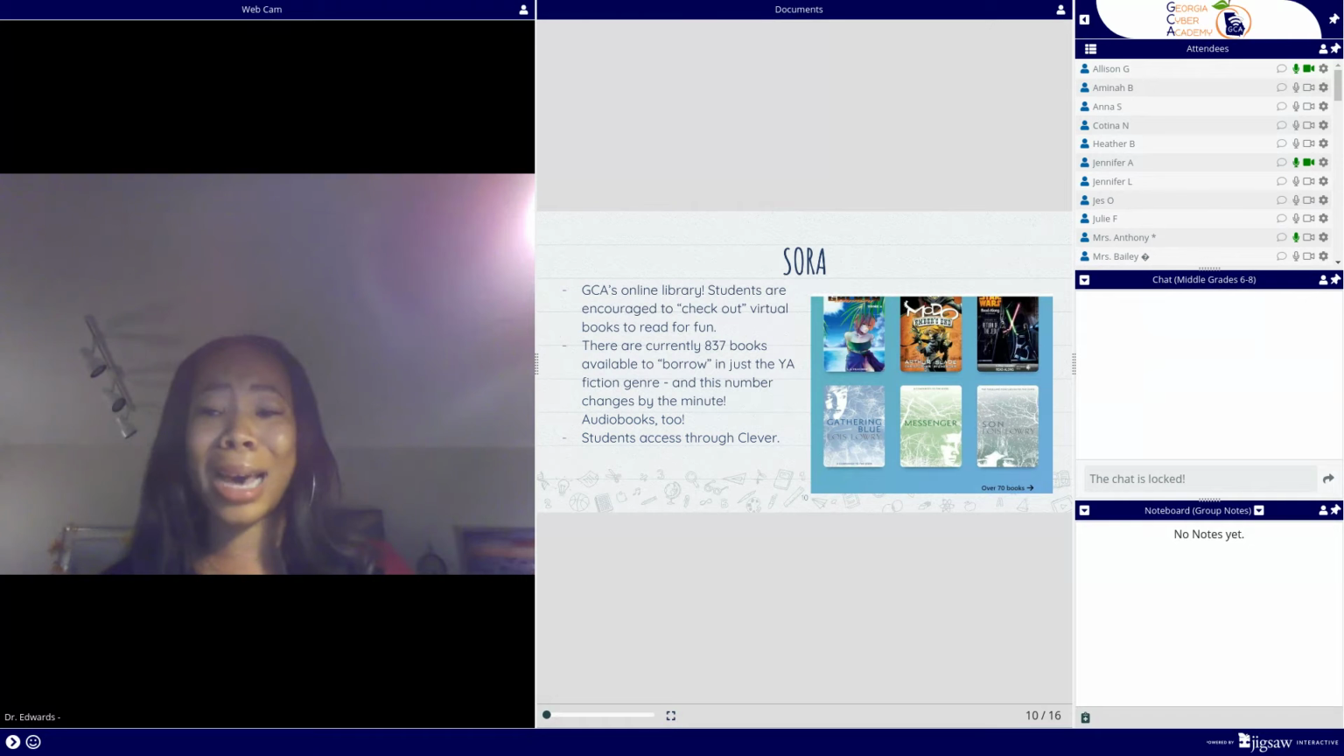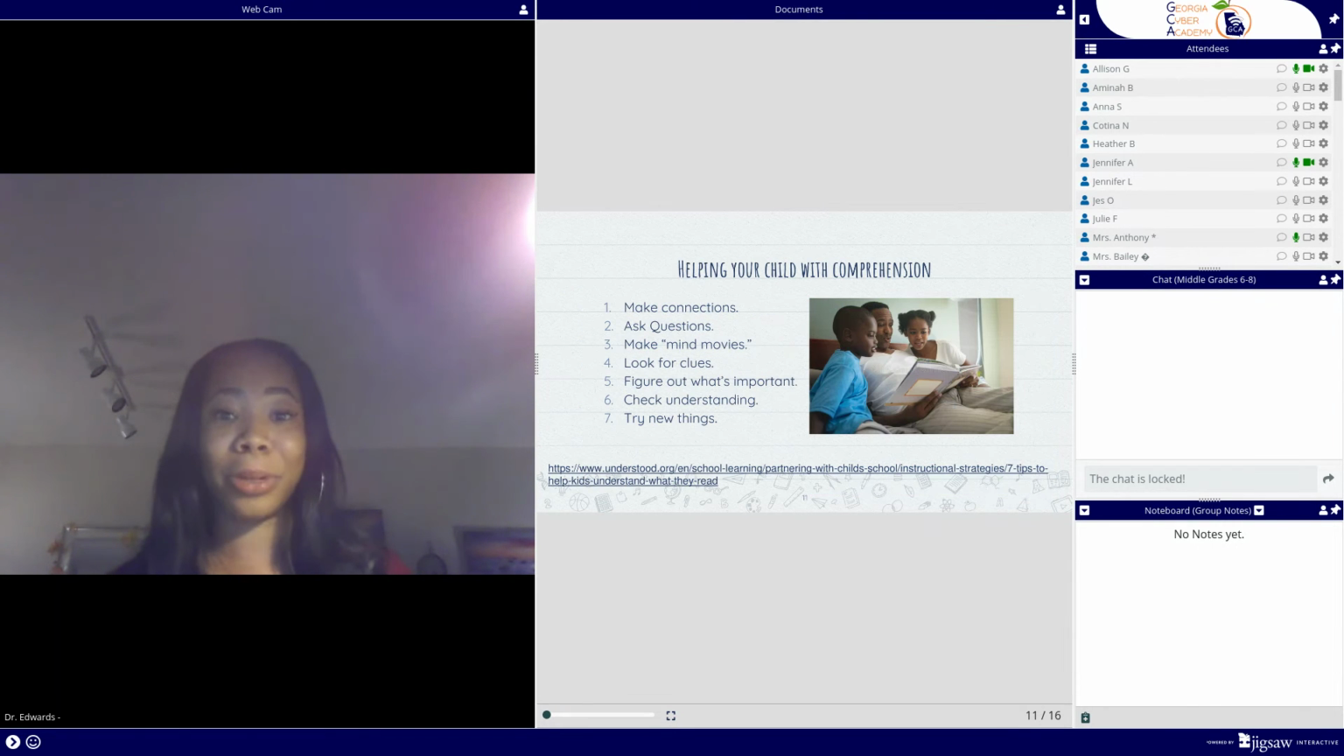So try to find that one book, that one genre, whether it's fiction or drama or sci-fi, whatever it is. Help your student find that book. So here, this is my favorite.